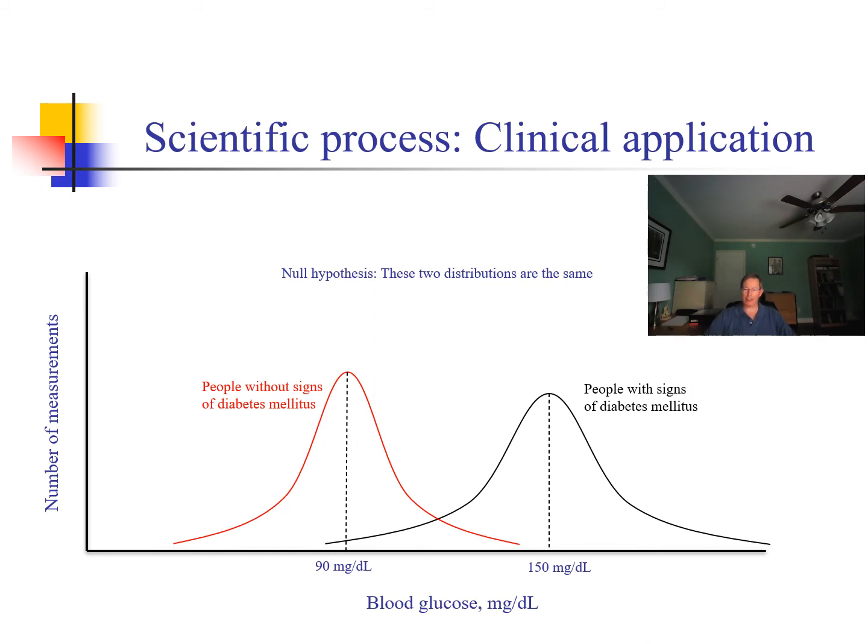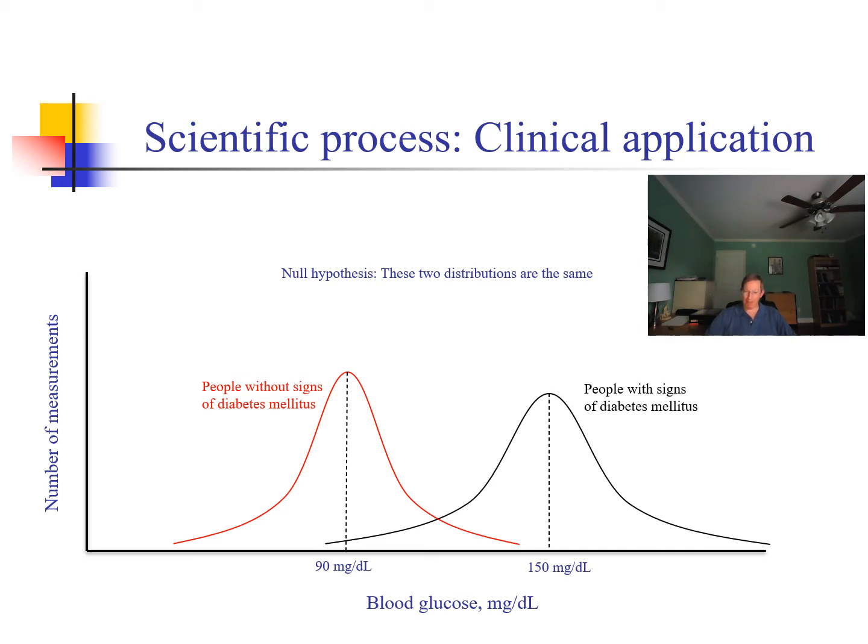So if I take a look at this pictorially, I might show this red curve as illustrating the distribution of blood glucose values for people that don't have signs of diabetes mellitus. The average is 90 and the width is, as I said, for the standard deviation. On the other hand, this black distribution is for people that would have signs of diabetes mellitus. The mean blood glucose there is 150 milligrams per deciliter. So my null hypothesis is that there's no difference between these fasting blood glucose readings.